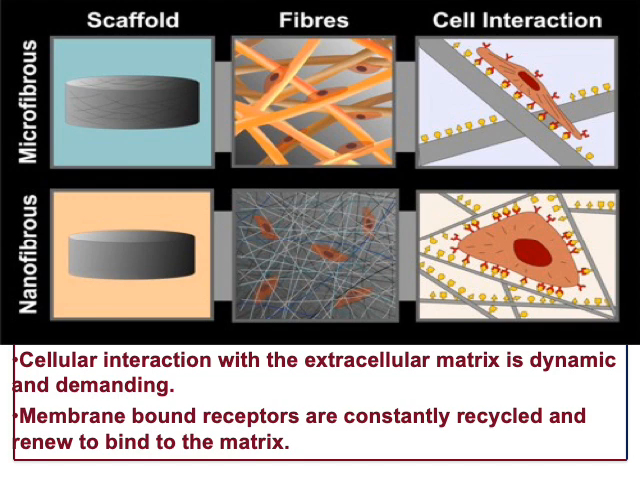As you remember, the scaffold function is temporary and it is going to be degraded after a while and replaced by an original tissue. To be able to replace it by an original tissue, cells require to manufacture their own tissue, right? So this is important for giving cells in three-dimensional structure adhesion support. And membrane-bound receptors are constantly recycled and renewed to bind to the matrix.